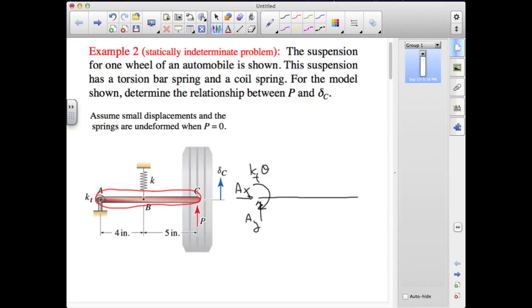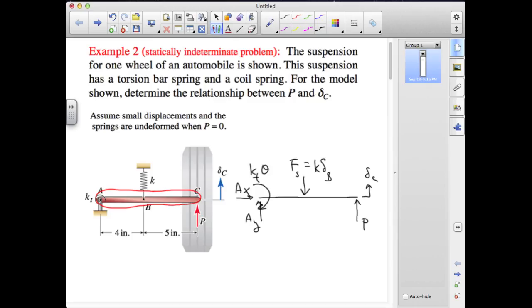For the restoring force provided by the shock absorber, we're going to have a spring force, which we're going to write as a spring constant K times the deflection at B. And then finally, we've got the load applied to the tire out here at P. And this deflection we're calling delta C. We want the relationship between P and delta C.